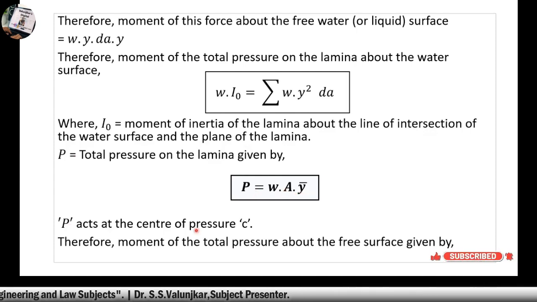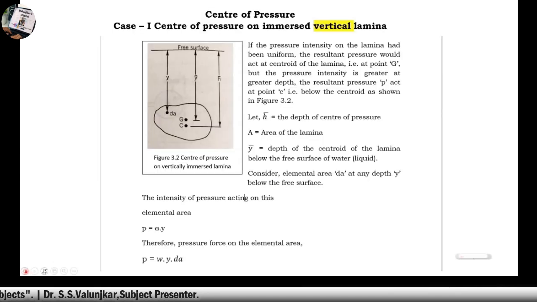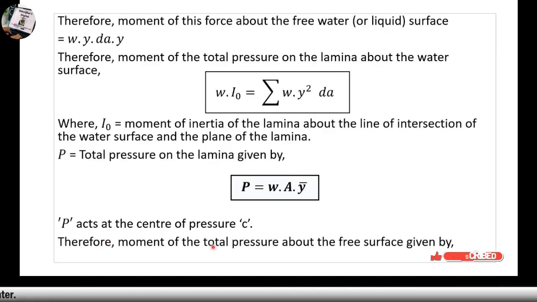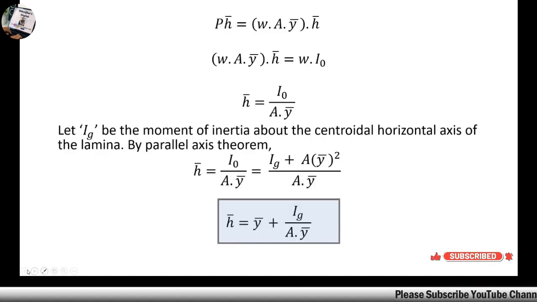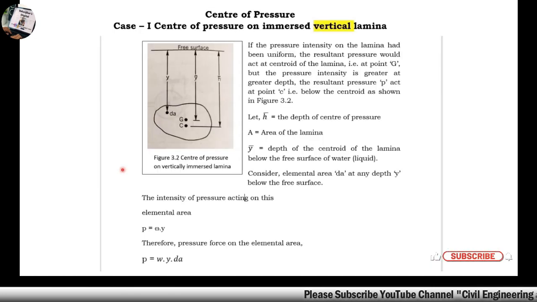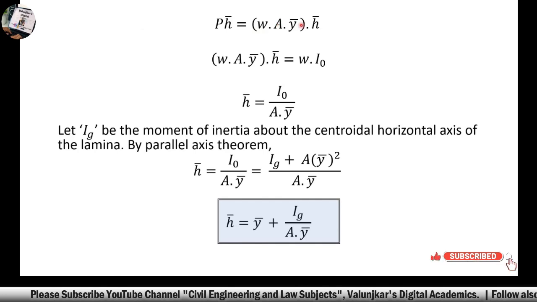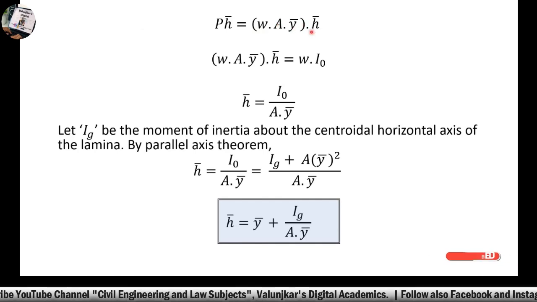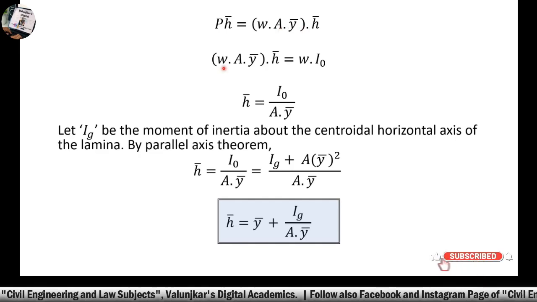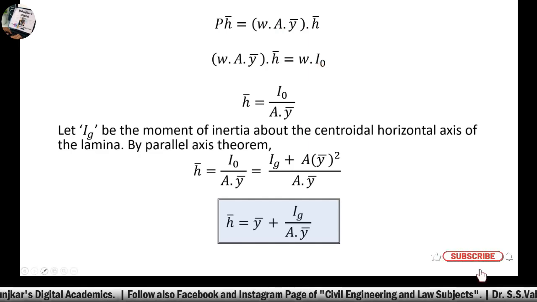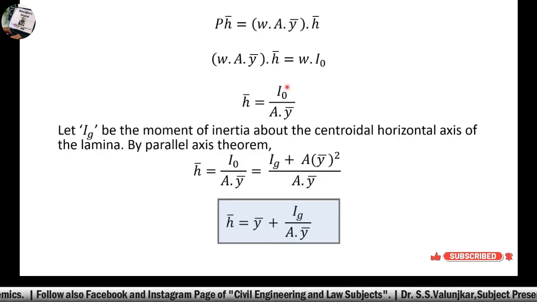Now this P acts at the center of pressure, means at this particular point. Then the moment of total pressure about the free surface is given by P into H bar, where this force acts at H bar. So P into H bar means the total pressure P will act at this particular point. P is equal to W into A Y bar, so W into A Y bar into H bar is equal to W into I0, which we have already discussed. So H bar is equal to I0 upon A Y bar.